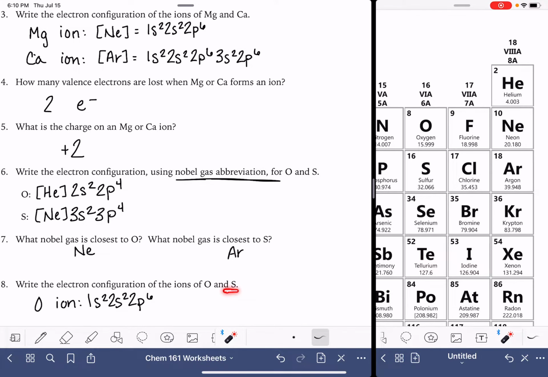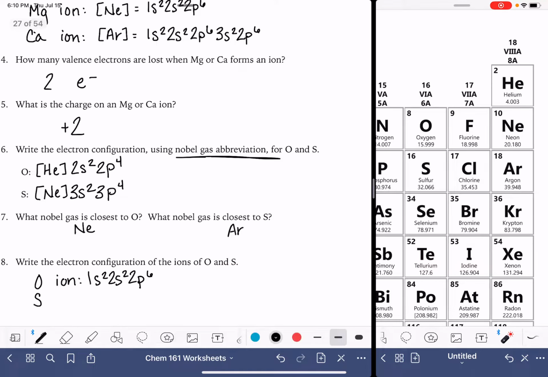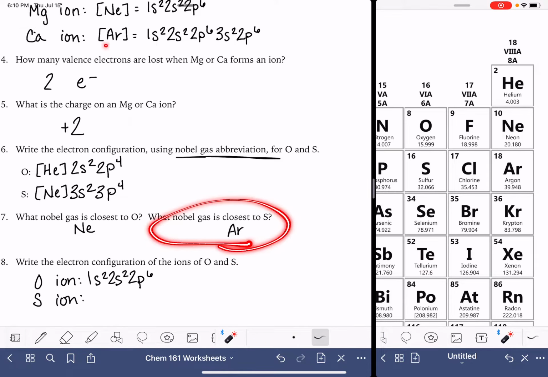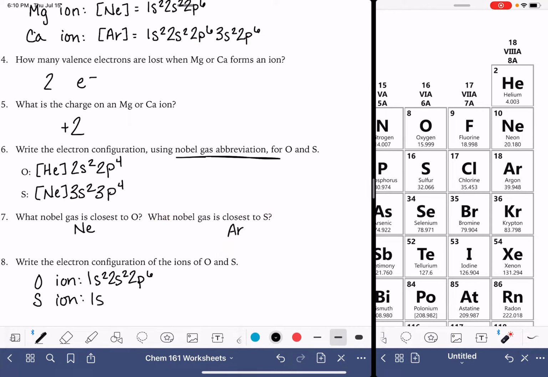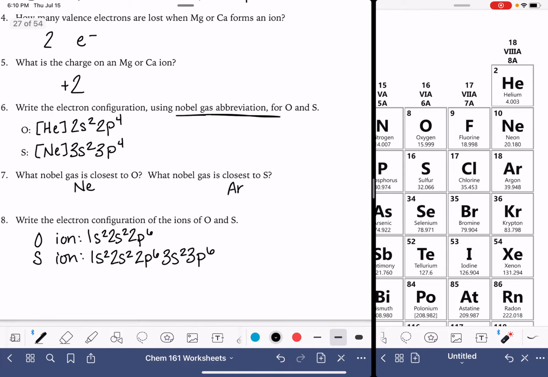And then the same thing for sulfur. Sulfur, we decided, is going to match the electron configuration of argon, which we've already written up here: 1s2, 2s2, 2p6, 3s2, 3p6. So again, these are the electron configurations of these oxygen and sulfur ions. When they ionize, this is what their electron configuration looks like.